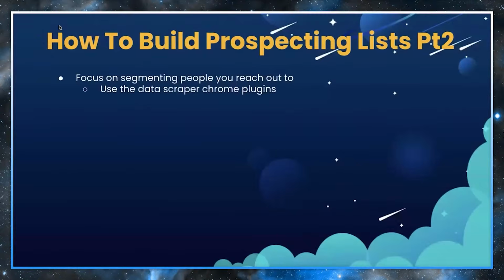Let's go ahead and dive back in. Okay, how to build prospecting lists, part 2. You want to focus on segmenting people that you reach out to. You can use the Data Scraper Chrome plugins that I mentioned before. You can use Outscraper, or you can use the HighLevel tool. Completely up to you. But there's other platforms that you can use, and this is going to be not for every single industry.